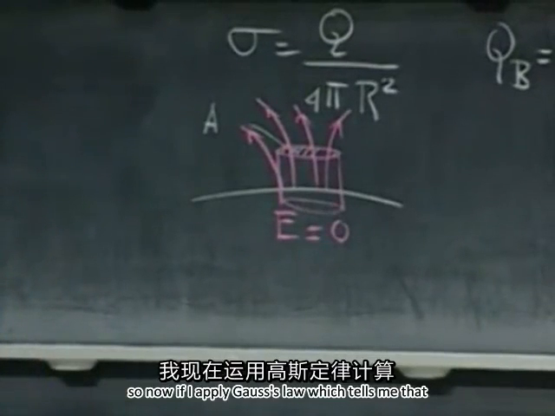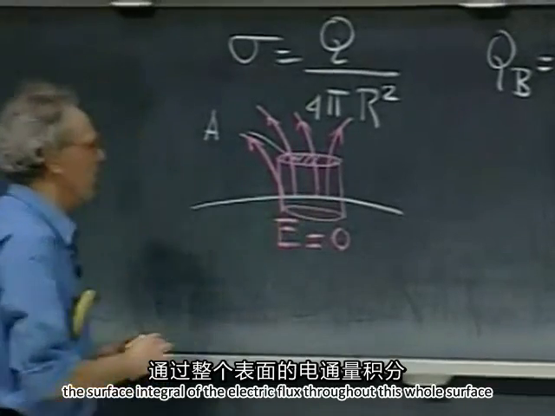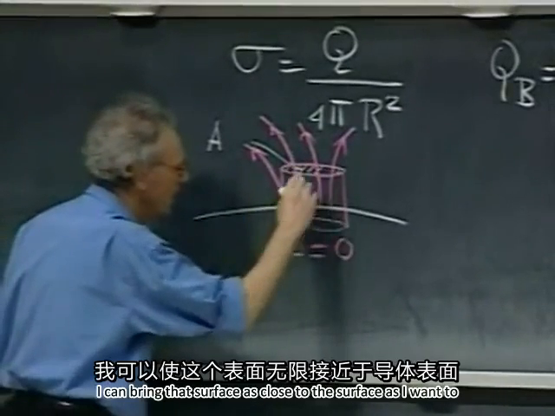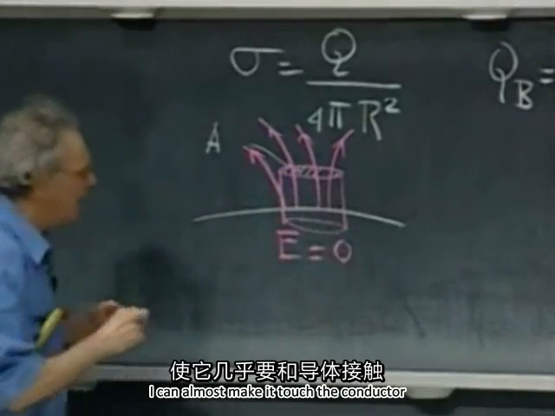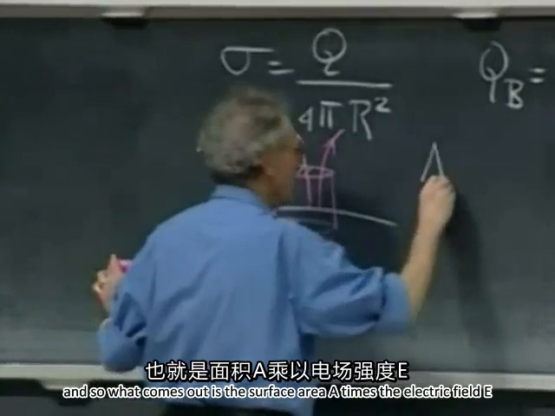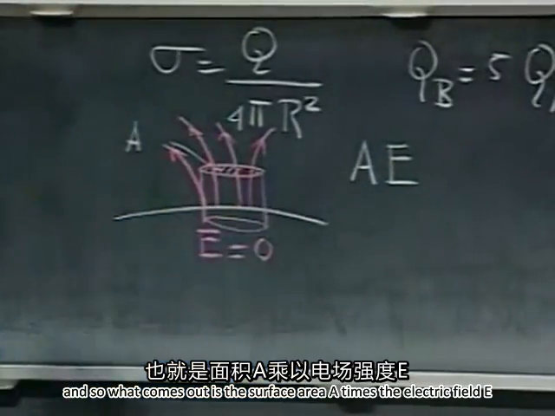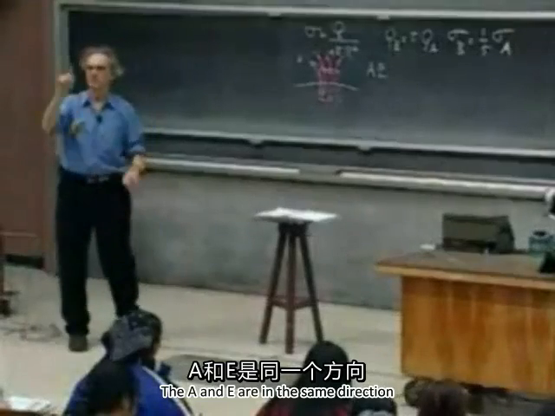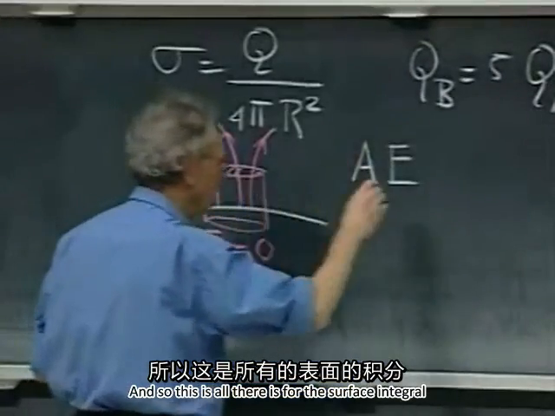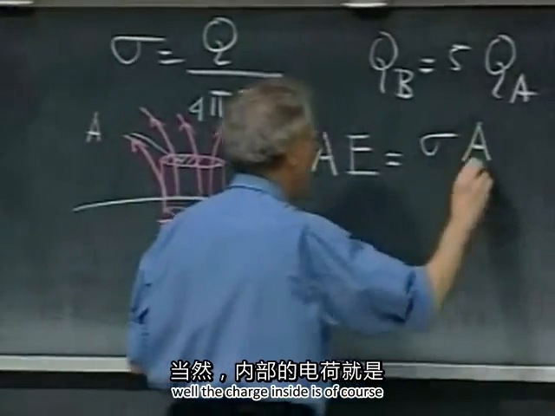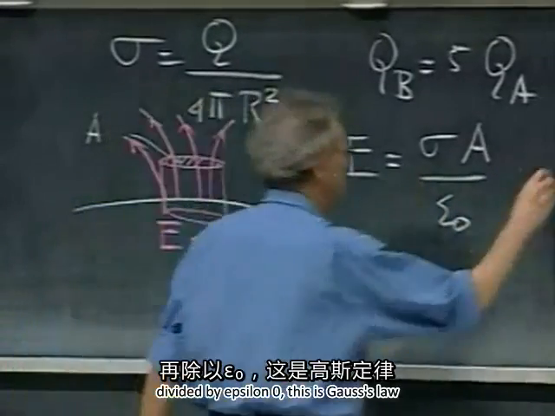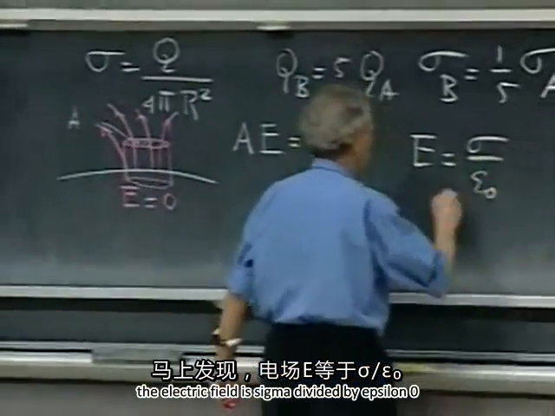So now if I apply Gauss's law, which tells me that the surface integral of the electric flux through this whole surface, well, there's only flux coming out of this surface here. I can bring that surface as close to the surface as I want to. I can almost make it touch the conductor. So everything comes out only through this surface. And so what comes out is the surface area A times the electric field E. The A and E are in the same direction, because remember, E is perpendicular to the surface of the equipotentials. And so this is all there is for the surface integral, and that is all the charge inside. Well, the charge inside is, of course, the surface charge density times the area A divided by epsilon 0. This is Gauss's law. And so you find immediately that the electric field is sigma divided by epsilon 0.